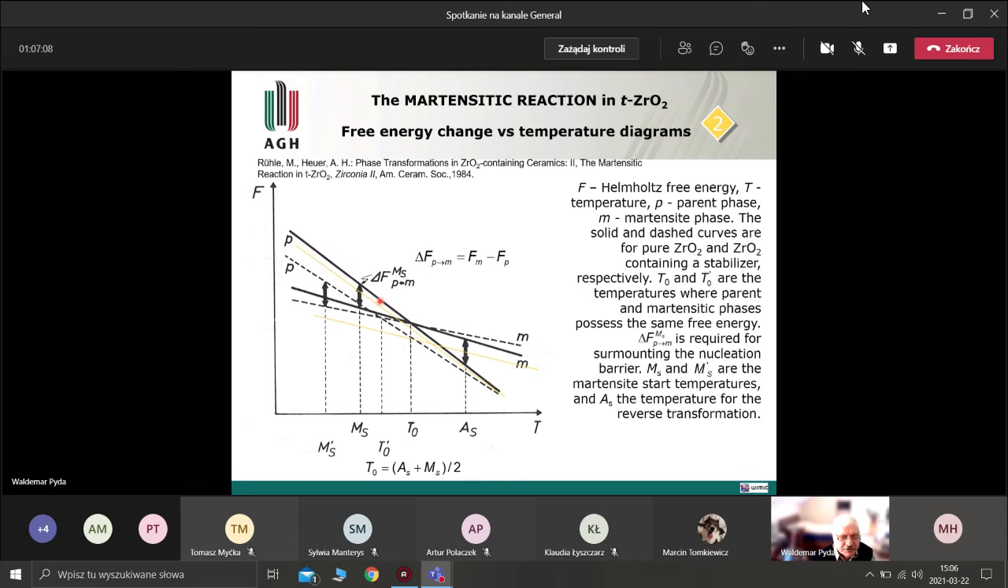The energy goes through this line, and then when MS is reached, delta F is so high that the transformation starts and proceeds with the speed of sound, because this is a shear process. Okay, I think now you understand this. Good.